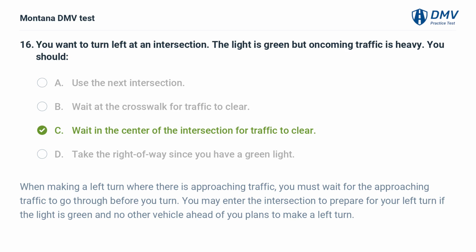When making a left turn where there is approaching traffic, you must wait for the approaching traffic to go through before you turn. You may enter the intersection to prepare for your left turn if the light is green and no other vehicle ahead of you plans to make a left turn.